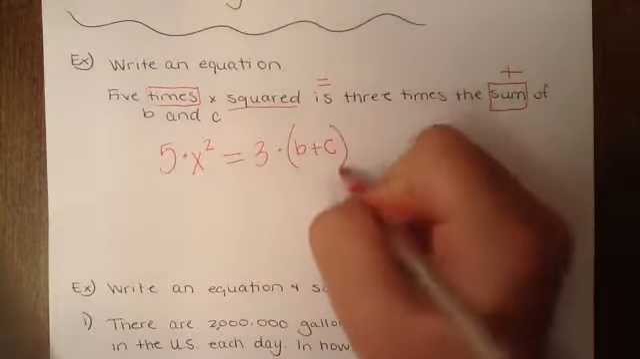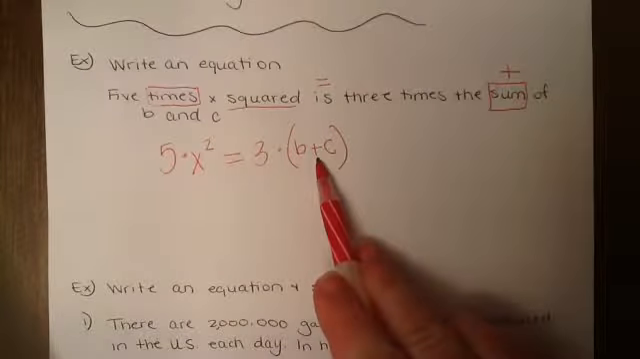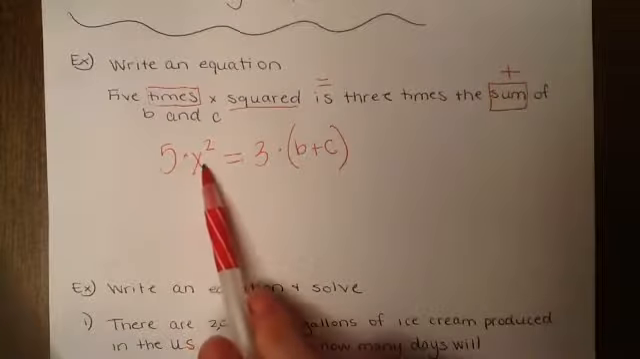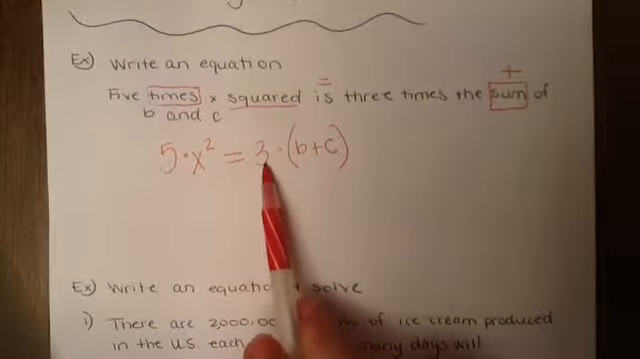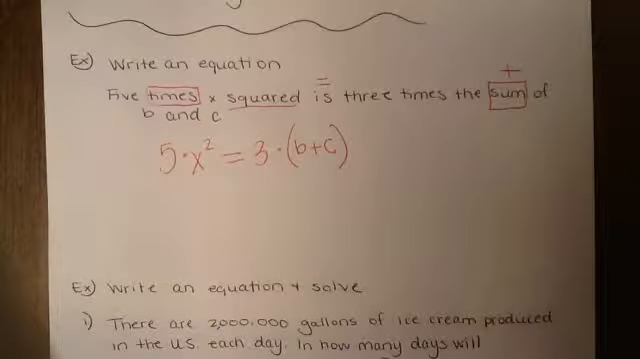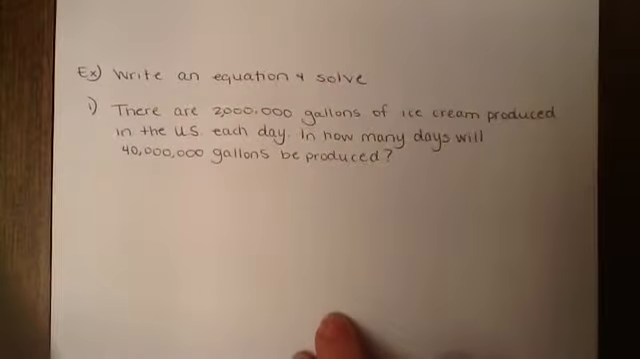Parentheses around the B plus C. It's 3 times an addition problem, so I need to have parentheses around that addition. So 5 times x squared is 3 times the sum of B and C. There is our equation. We're going to use that to write some equations for some story problems and solve.